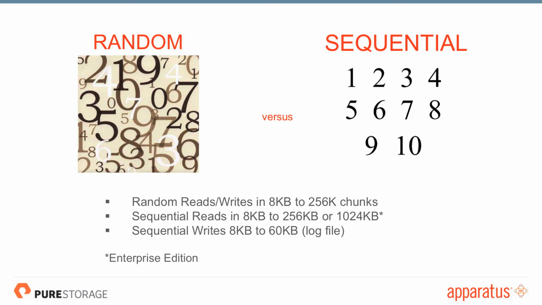Sequential reads are 8 to 256 kilobytes, same as the random reads and writes. However, if you have Enterprise Edition, it can grab 1 megabyte chunks. So if it's doing read ahead and it says, hey, I can take advantage because I know where these files are, it will actually read 1 megabyte chunks and get that data into SQL Server quicker by reading larger chunks at a time. And then sequential writes are almost always 8 kilobytes in size, up to 60 kilobytes for the log file. It actually flushes out the log file in writes of 60 kilobytes.